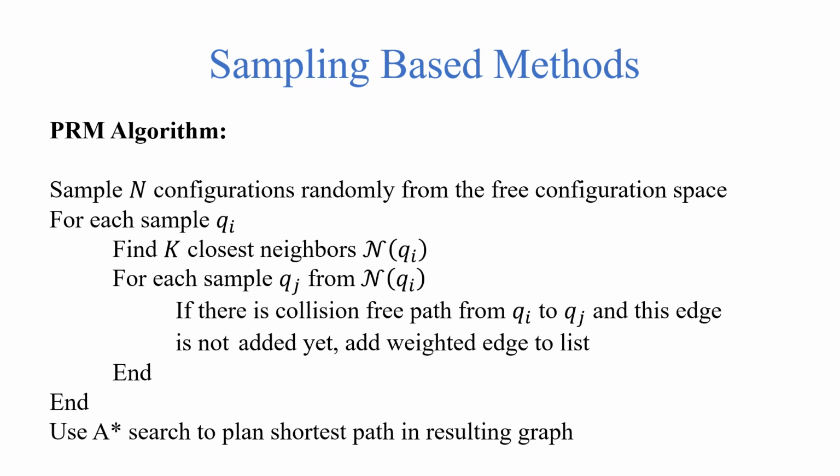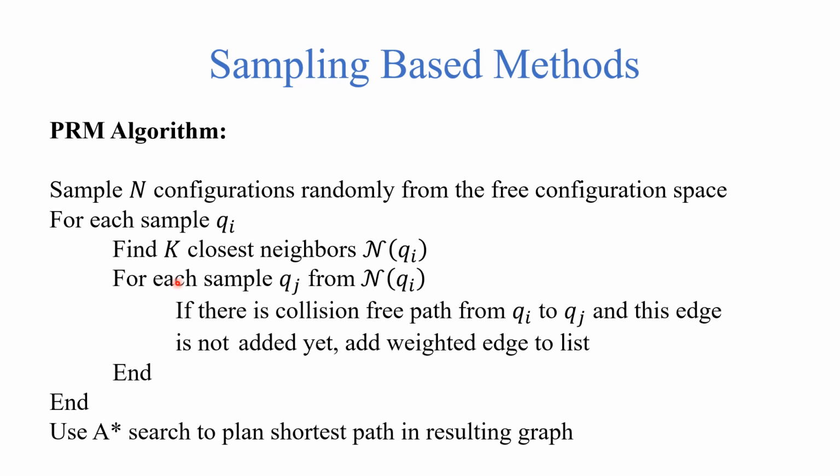Now, the main steps of the PRM algorithm can be summarized as follows. First, we sample n configurations randomly from the free configuration space. This could be done by continuously sampling from the configuration space of the robot while eliminating those colliding with obstacles until we have n free configurations. Now we go in a loop where for each of these sampled configurations, Qi, we find the k closest neighbors of Qi based on a Euclidean distance measure.